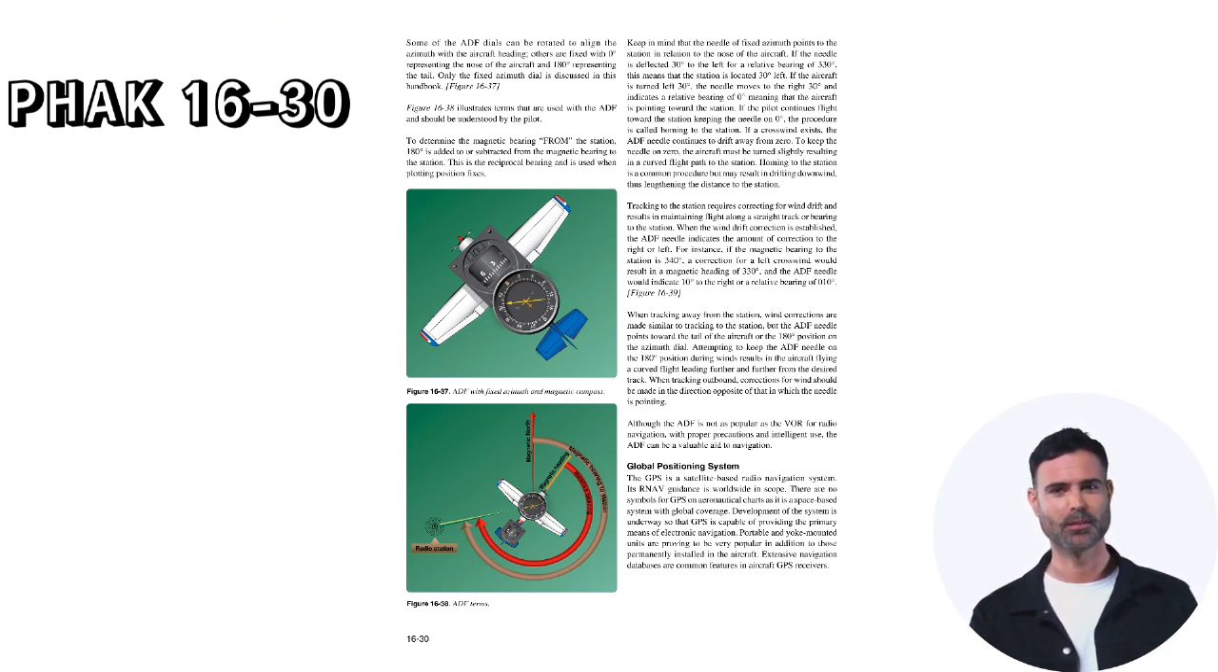Global Positioning System. The GPS is a satellite-based radio navigation system. Its RNAV guidance is worldwide in scope. There are no symbols for GPS on aeronautical charts, as it is a space-based system with global coverage. Development of the system is underway, so that GPS is capable of providing the primary means of electronic navigation.